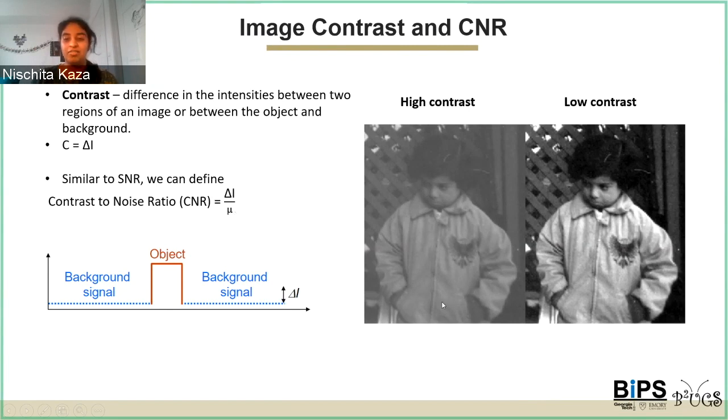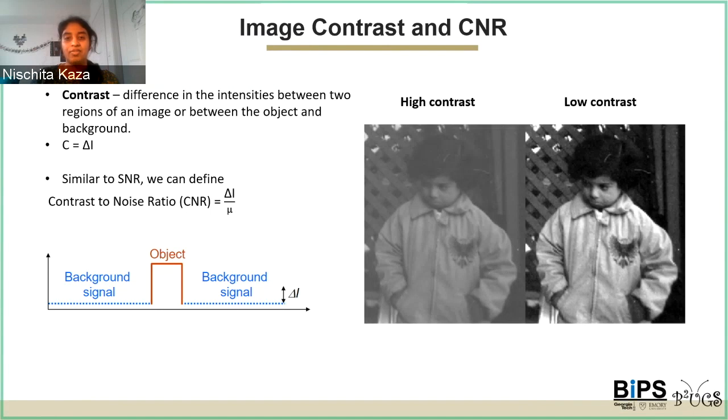And this is pretty visible in the images where you can see, oh, I'm sorry, the high and low should be interchanged, but the image on the left essentially has a lower contrast, and you can see that the difference in intensities is not as high, whereas the image on the right has a much higher contrast.